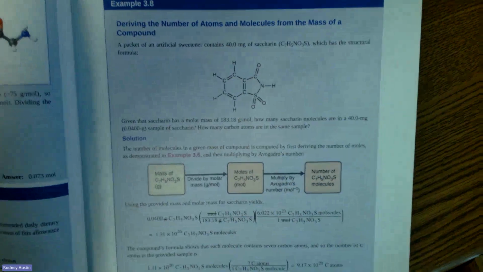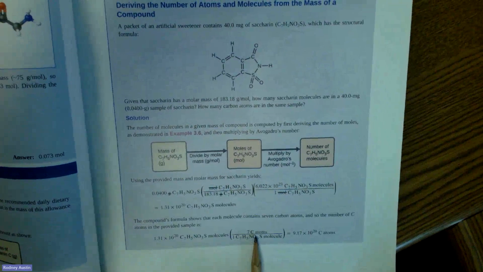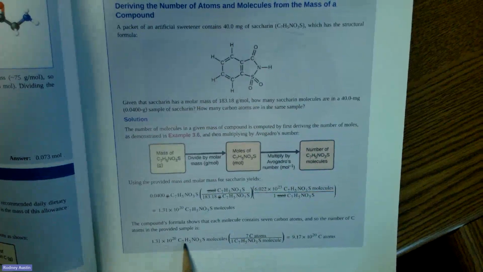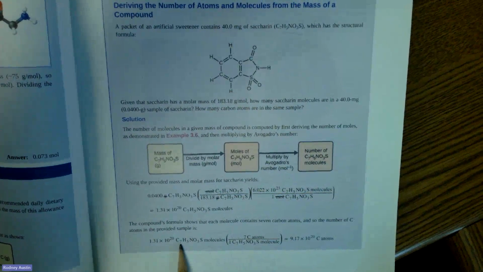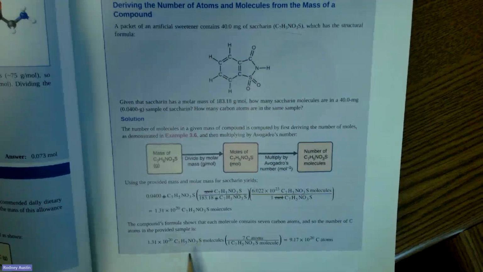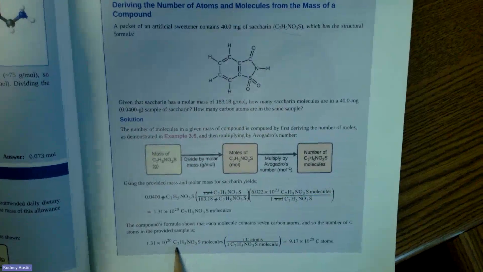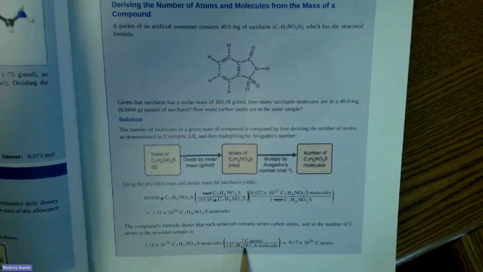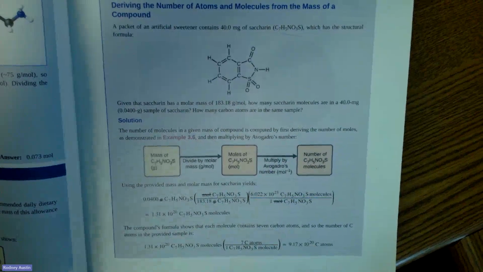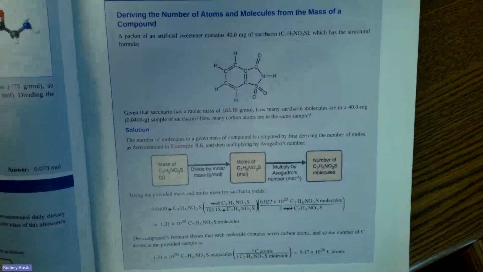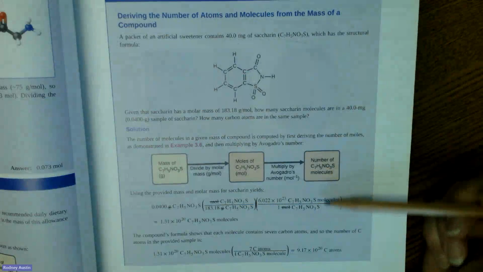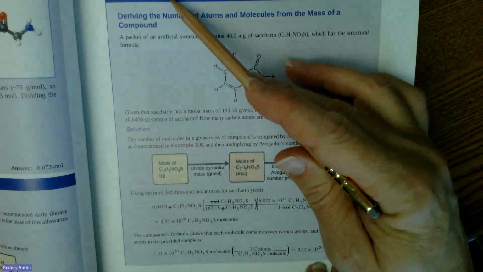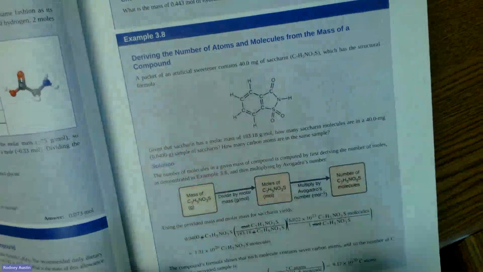Another thing this problem asks is to determine the number of carbon atoms. You might say, how do we do that? Well, you have the number of molecules, and you have the formula unit. For every 1 molecule of saccharin, you have 7 carbon atoms, and they set up a ratio between 7 carbon atoms and 1 molecule to get the number of carbon atoms. That's great because then you can see how the problem has worked. This is example 3.8, which is just cut off there.